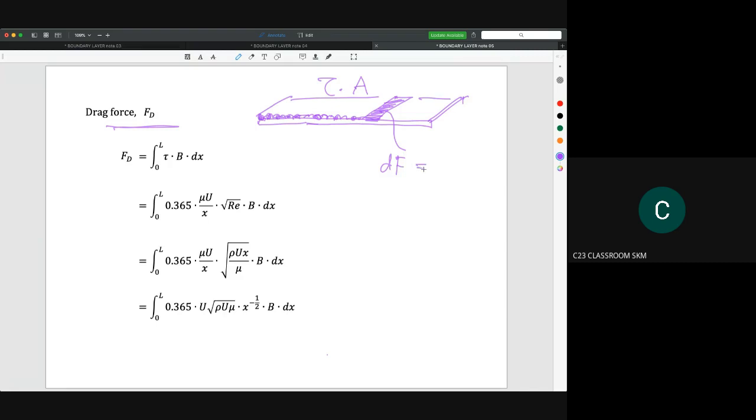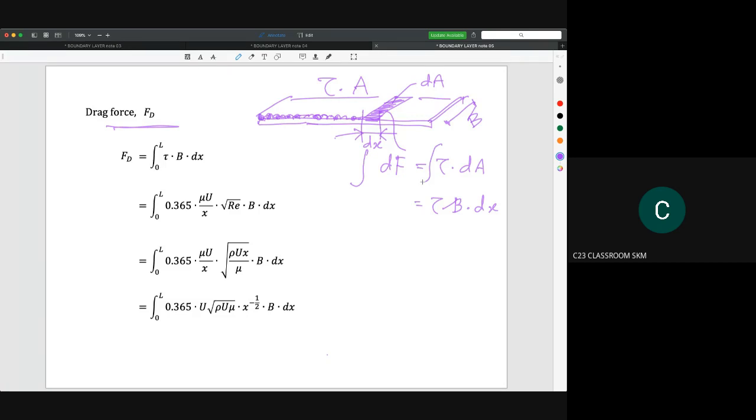So it is equal to tau dA. This is a small dA, meaning a small area on the flat surface. dA can be written as B, the width of the plate, multiplied by dx. dx means a small distance in the x direction.